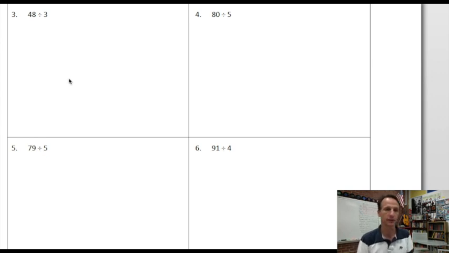So this is nothing. Okay, so let's go ahead and do number 3. 48 we are dividing by 3.